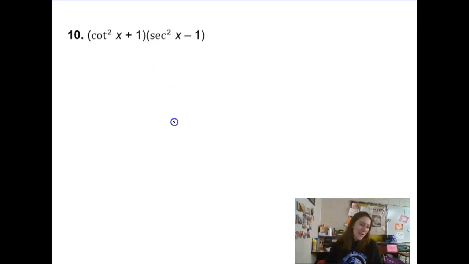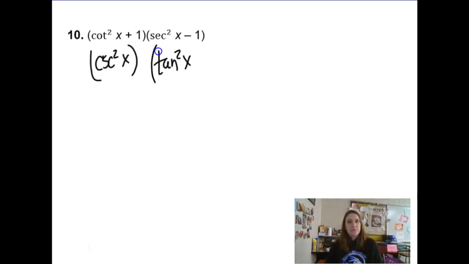Cotangent squared plus 1 is a trade for cosecant squared. And then secant squared minus 1 is a variation of one of those Pythagorean theorems, and that is, what is it? I always forget. Tangent squared, right? That's why we have formula sheets, so we don't have to think that hard.